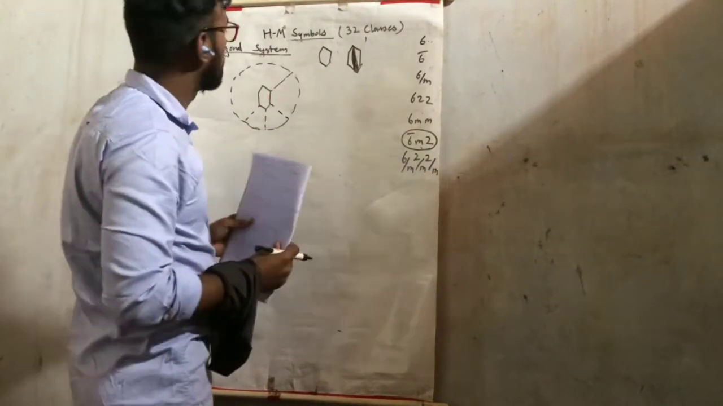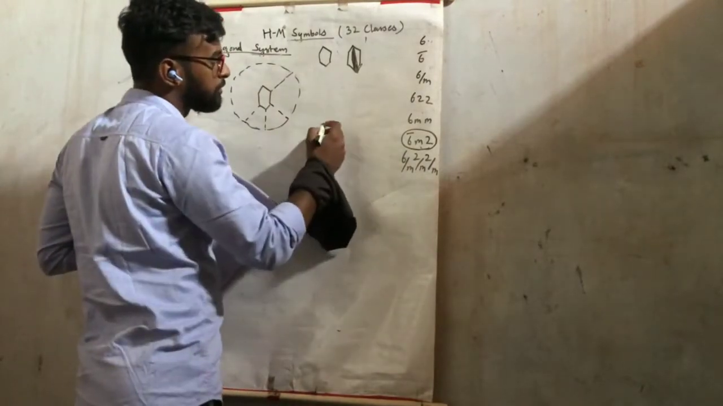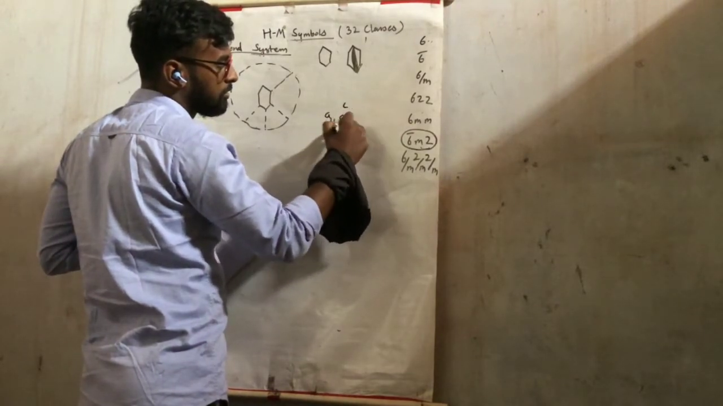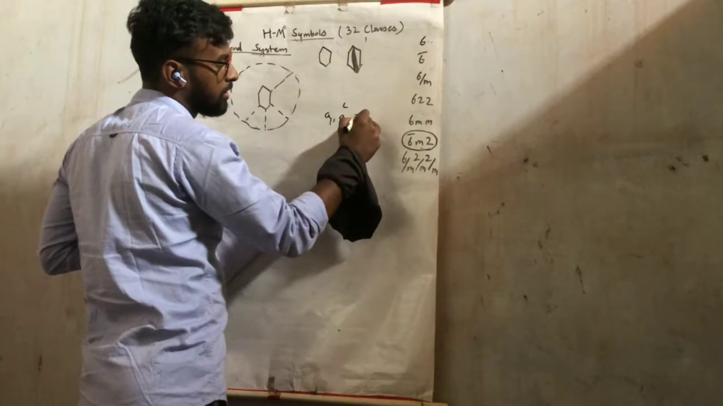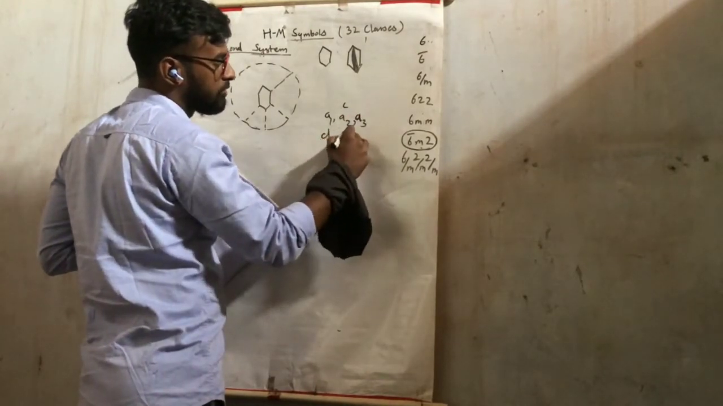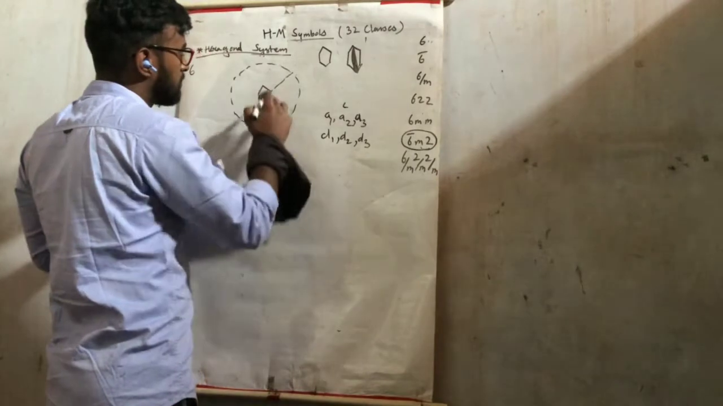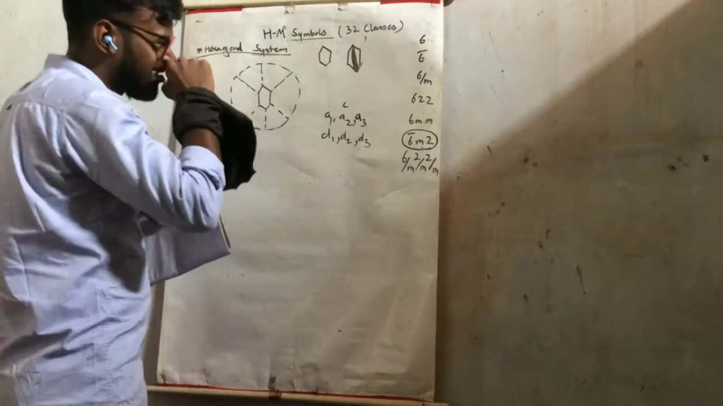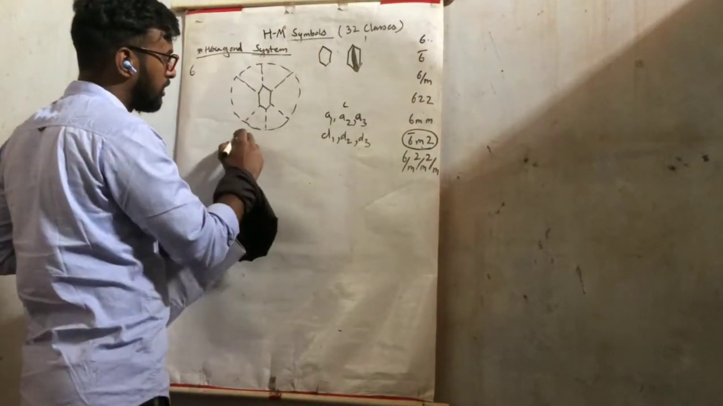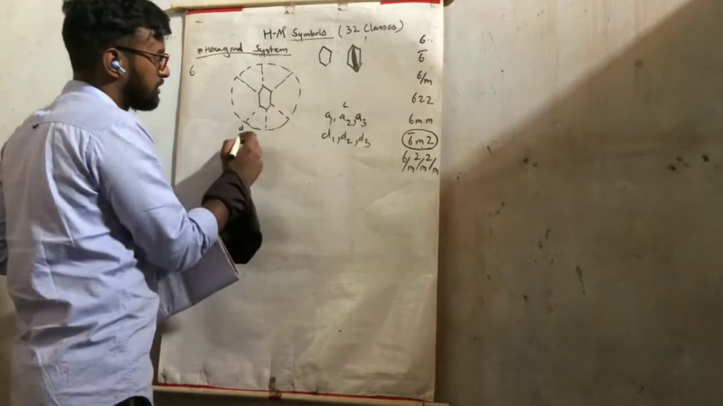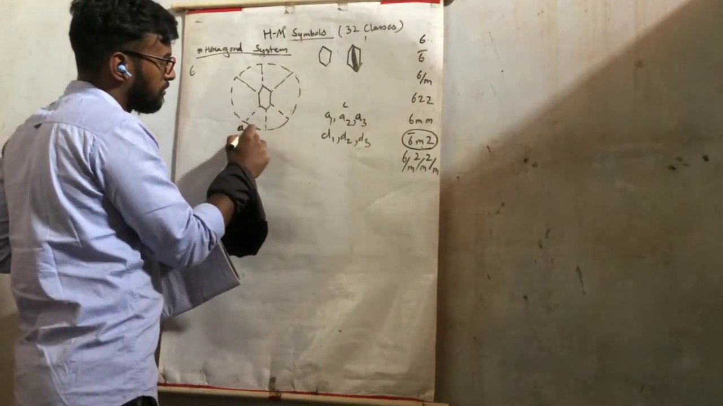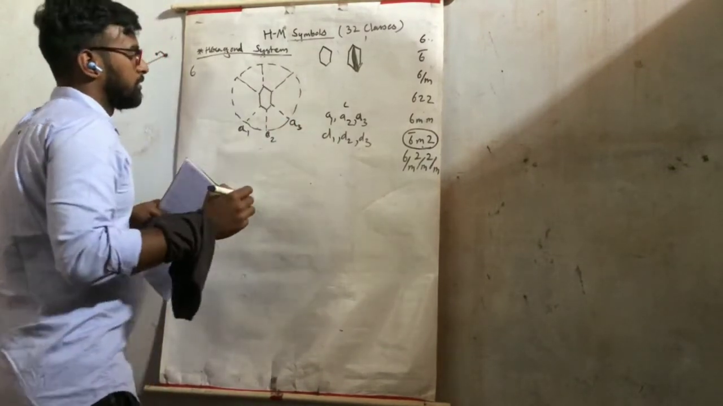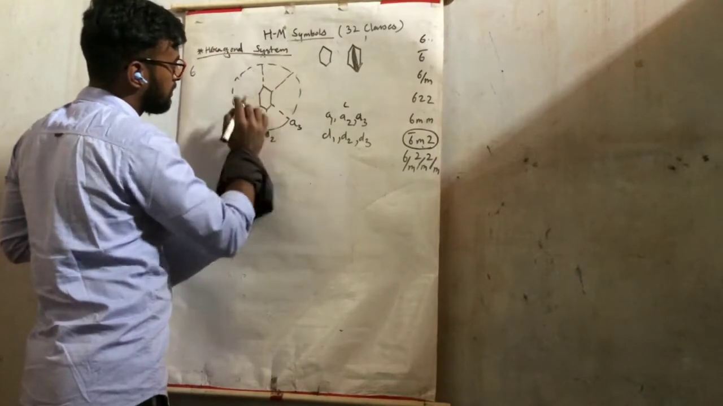In the hexagonal system, we have 4 axes. One is the C axis, and the others are A1, A2, and A3. Accordingly, we will have 3 diagonals: D1, D2, D3. Suppose this is A1, A2, A3. We don't need to write the diagonals here because this will be complicated, and only 6 is mentioned for the C axis. This is A1, this is A2, this is A3. For 6-fold operation, these have to be equally spaced.